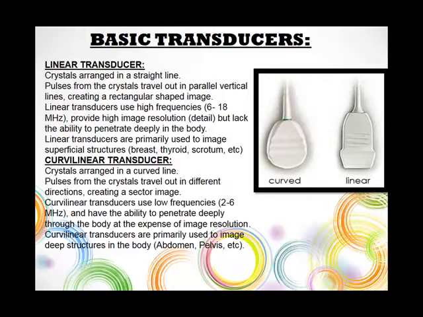So how your crystals are arranged determines the shape of your ultrasound image. Curvilinear transducers generally are lower frequency transducers, so they penetrate more deeply in the body. So we use them more for abdomens and pelvics, things where you need a lot more penetration. Your linear transducers are a lot higher frequency, so they have less capability to penetrate in the body, and so we use those for superficial structures like breast, thyroid, scrotum, that type of thing.